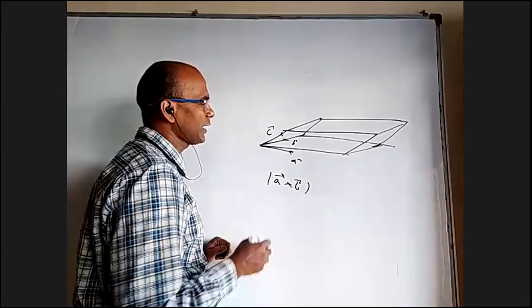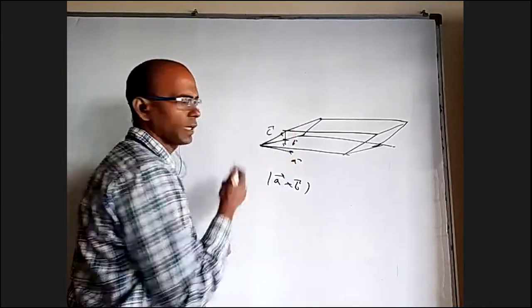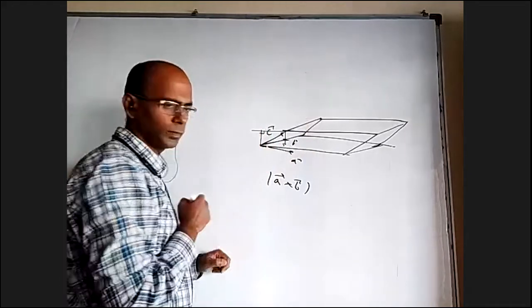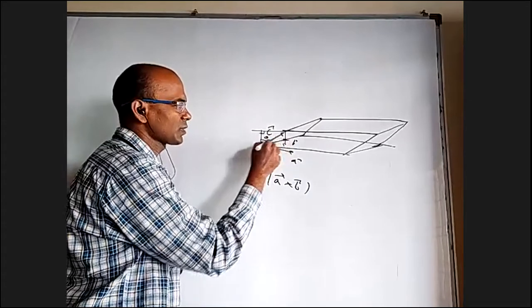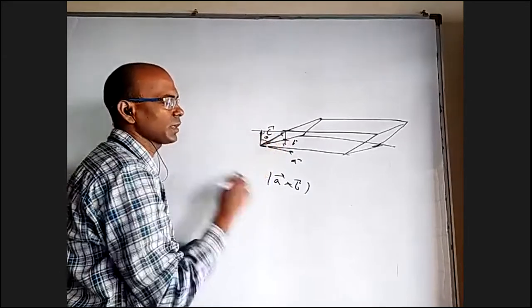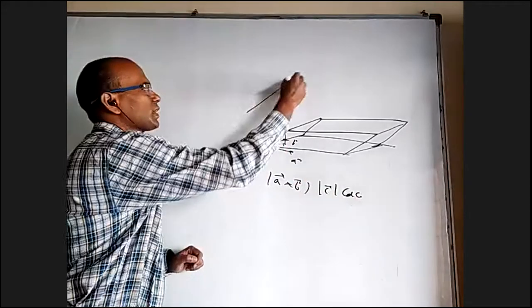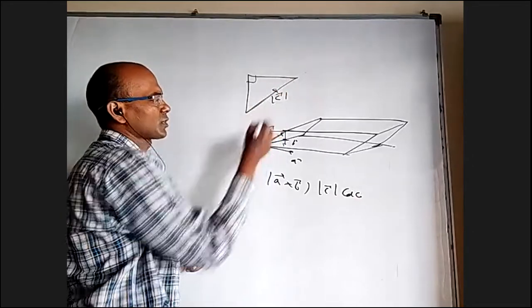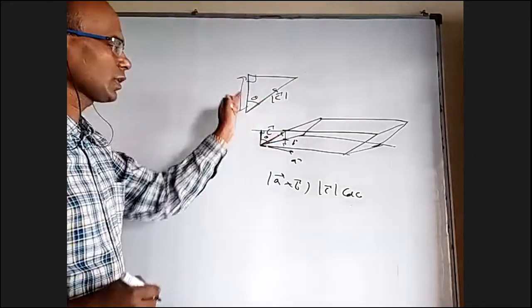What about the height? I have to draw a perpendicular here, that will be the height. Or I can extend this plane and find this height. If this angle is theta and this is mod C bar, this height will be mod C bar cos theta. We can see that, a simple right angle triangle. This is C bar whose length is mod C bar and this angle is theta. So what is this height? Mod C bar cos theta.